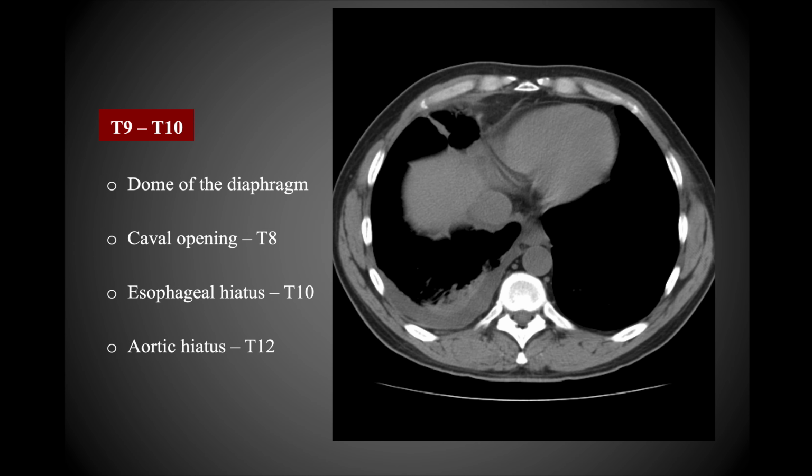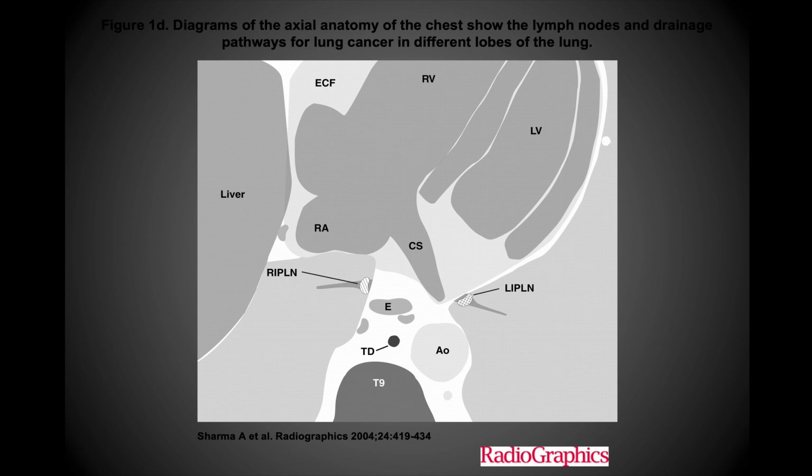So now at the T9, T10 level, this is usually where you start seeing the dome of the diaphragm. So you can see on the right side, remember the right diaphragm, as we talked about in the previous video, is higher than the left. And so we're starting to see the dome of the diaphragm. You can also see the IVC, the inferior vena cava, located right here. So remember, that's going to be located at the T8 level, the opening in the diaphragm. So this is above the caval opening. And then we're looking at approximately the level of the esophageal hiatus. So here's the esophagus right here. And then remember, the aortic hiatus for the descending aorta is going to be located at the T12 vertebral level.